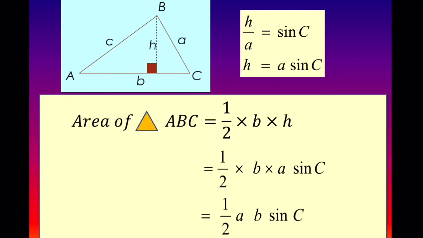So find the height first. If this is the case, H over A is sine C, let's say the C is there, then H is equal to A sine C. Alright, so the area of triangle can be written as half AB sine C.